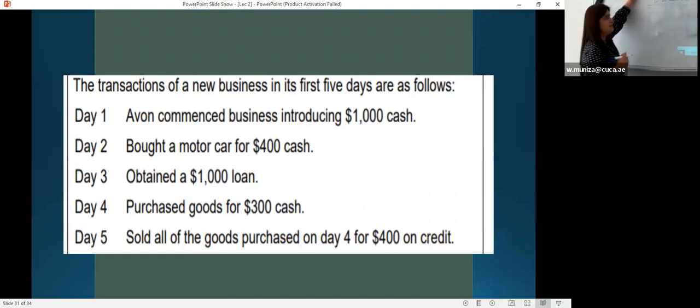Both the transactions you have not understood, my dear, I just suggest you go through the rules of debit and credit again. And consider which thing is increasing and which thing is decreasing in our business. In the first transaction, they say Avon commenced business introducing $1,000 cash. So Mariam, which thing is coming or increasing in the business?